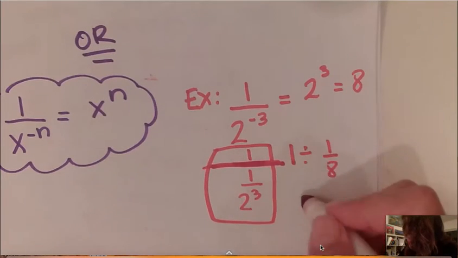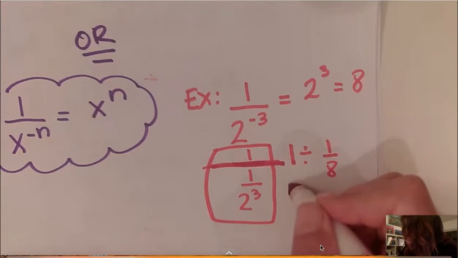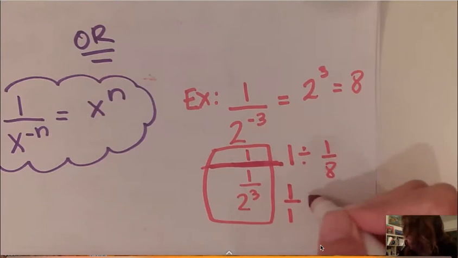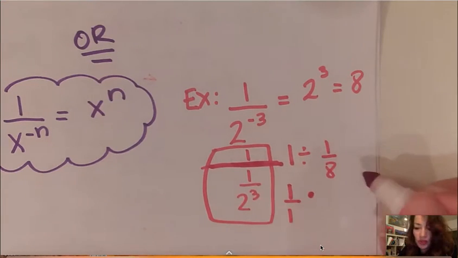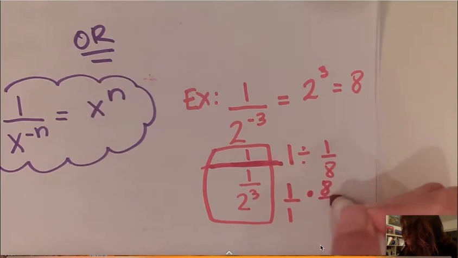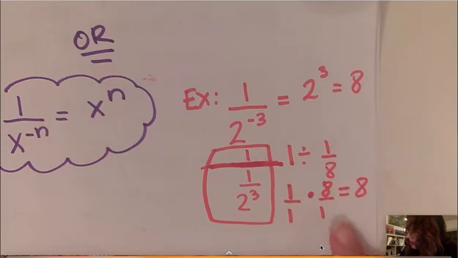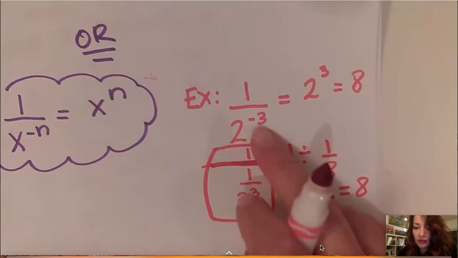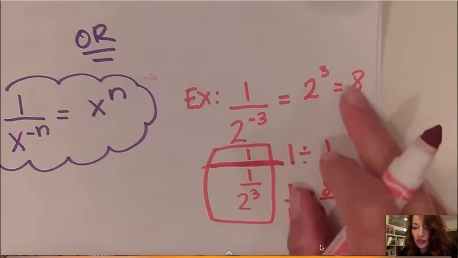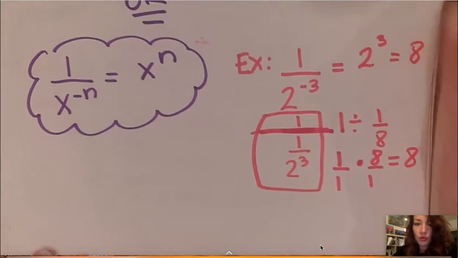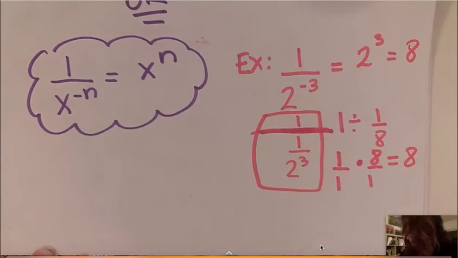Well, this is the same as taking 1, which is the same as 1 over 1, and changing the sign from division to multiplication by its reciprocal. What is the reciprocal? It is 8 over 1. So 1 over 1 times 8 over 1 is 8. By using this property, we can get that 1 over 2 to the negative 3 is equivalent to 2 cubed, which is 8.